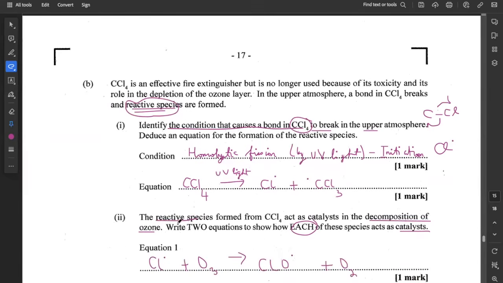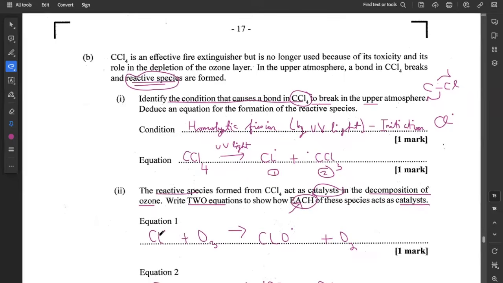So the next part says the reactive species formed from CCl4 act as catalysts in the decomposition of ozone. Write 2 equations to show how each of these species are acting as catalysts. So again, we have these radicals that form, and the radicals are the reactive species, and they are acting as catalysts. They can catalyze these reactions to break down ozone, which results in the depletion of the ozone layer, right? So they're asking us to write 2 equations, one for each species. This is one radical and this is the other radical.